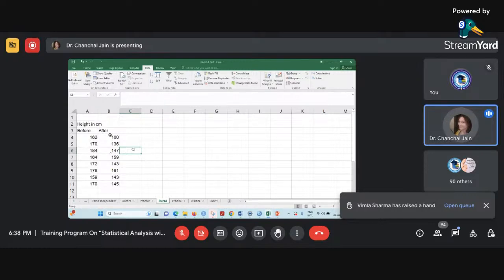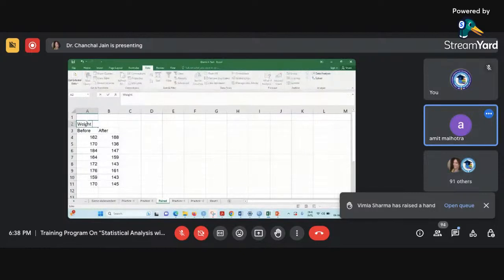Height cannot decrease, ma'am. Sorry? Ma'am, height will not be subject to any reduction. Yes, right. So we can take weight in pounds. Weight in pounds. Yes. Is it fine?